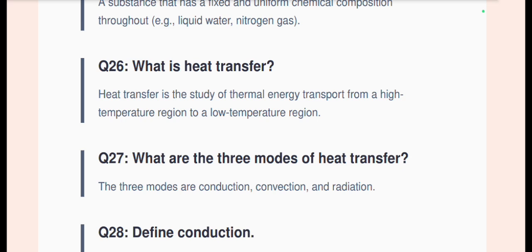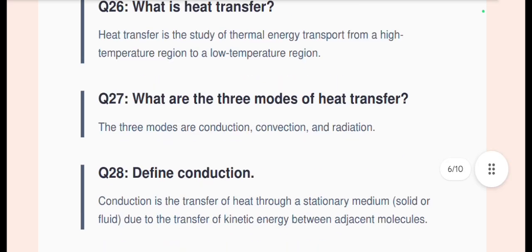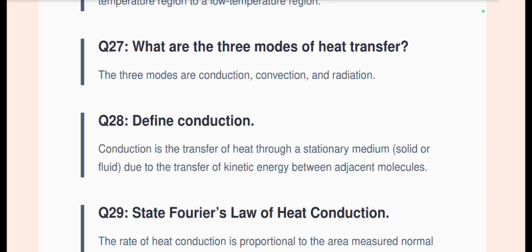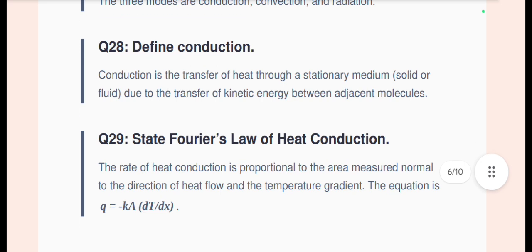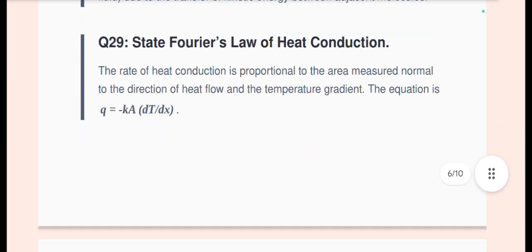Heat transfer is the study of thermal energy transferred from high temperature region to a low temperature region. 27, what are the three modes of heat transfer? The three modes are conduction, convection and radiation. 28, definition. Conduction is the transfer of heat through a stationary medium due to the transfer of kinetic energy between adjacent molecules. 29, state Fourier's law of heat conduction.